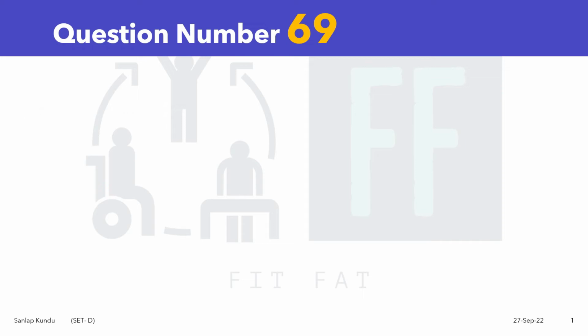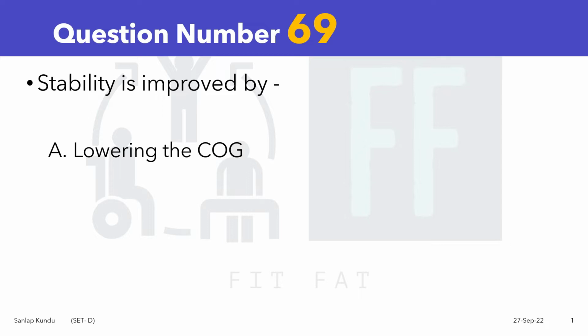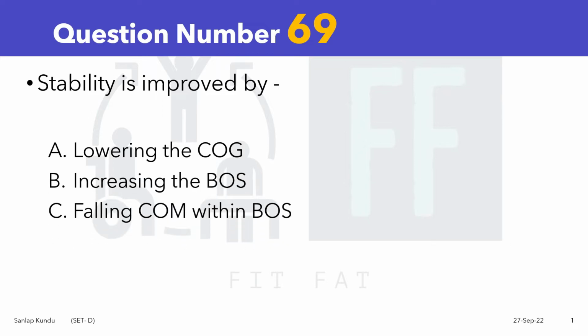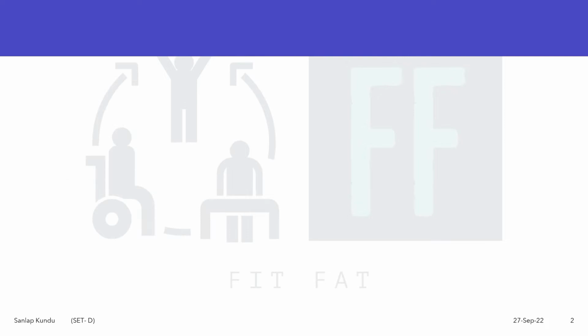Question number 69. Stability is improved by option A, lowering the center of gravity, option B, increasing the base of support, option C, falling center of mass within the base of support, and option D, all of the above. So what is the relation of center of gravity and the stability?